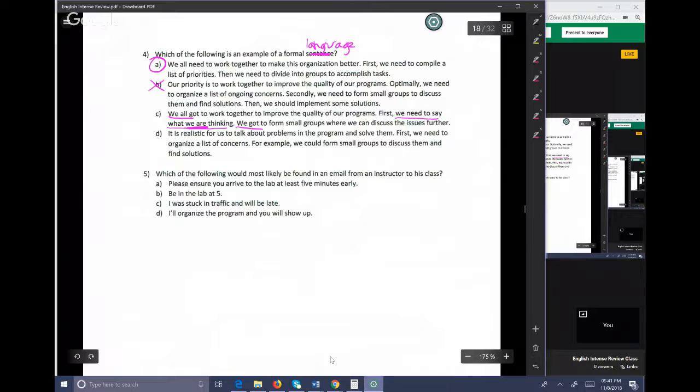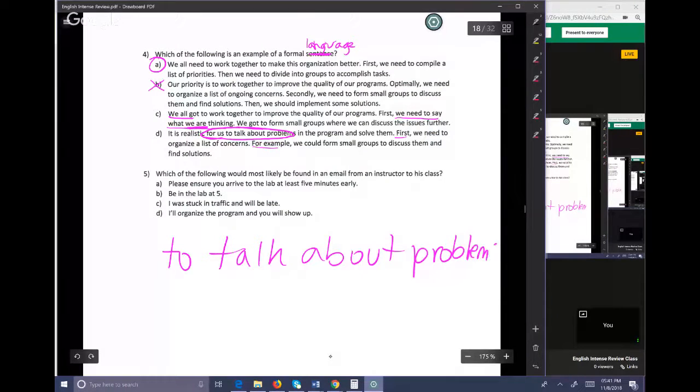D, the conjunctions again did not match. So you had first and then for example. And then the other thing I didn't like is for us to talk about problems. So again, this is a good showcase. To talk about problems sounds like how you would talk to someone that you know pretty well.